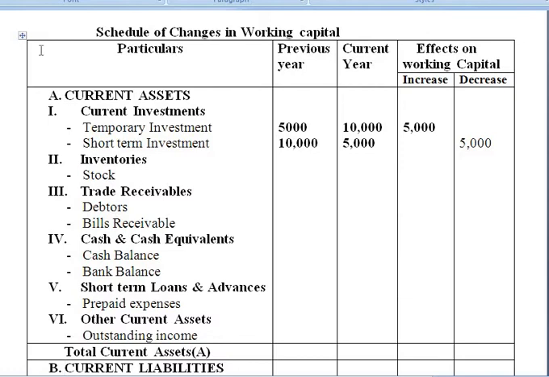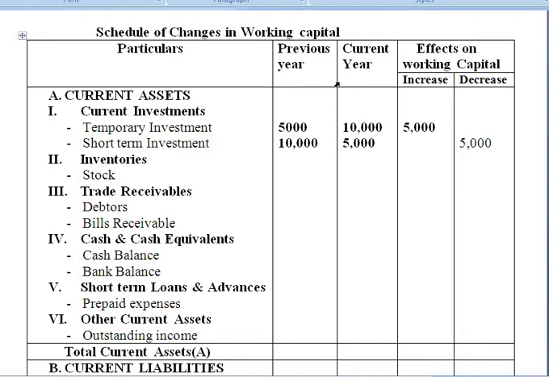Now first we have to take current assets. All the current assets given in the problem, we have to take along with their opening and closing balance. And the change in this opening and closing balance, what is the impact of these changes on working capital, that we have to record here.